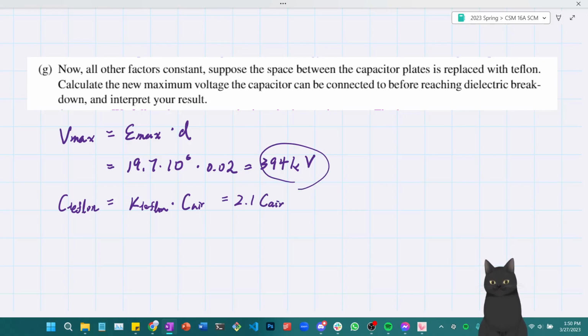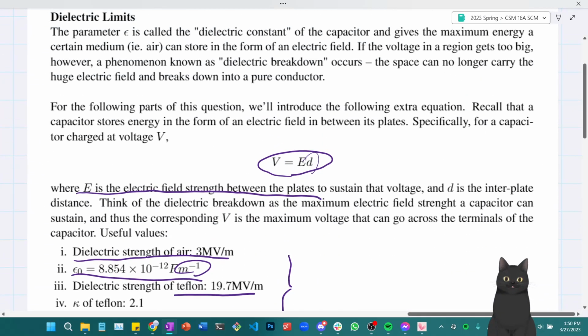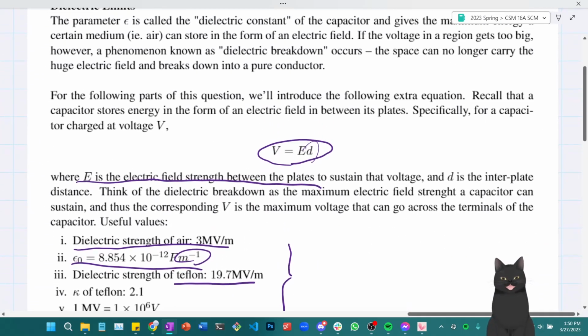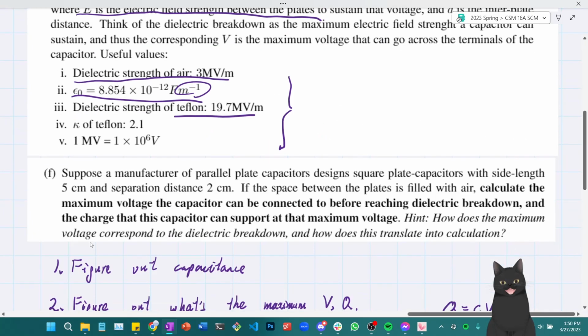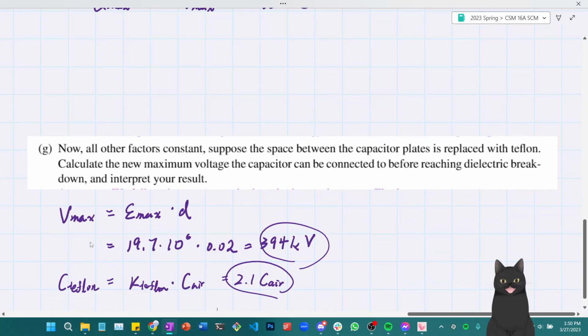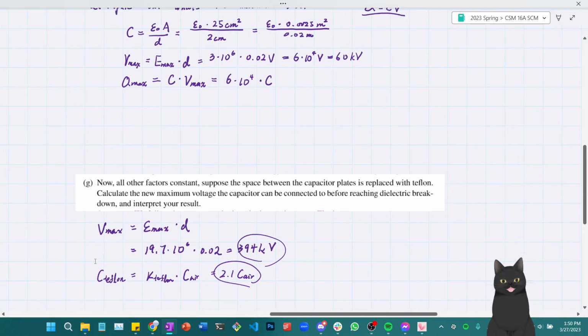So I have a larger V and I have a larger C, and that means I can store way more charge than I previously could in a capacitor with air. So what this teaches us is that what you put inside the capacitor will directly change how much charge you can store within the capacitor. And specifically, we see that if we have Teflon, the capacitor can store more charge.